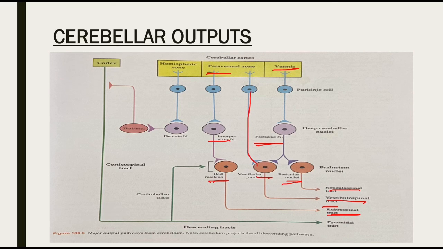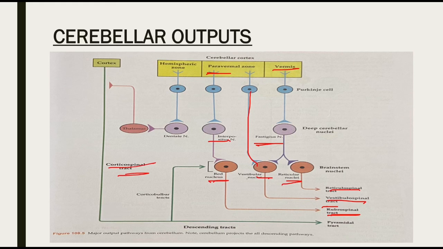Outputs from the cerebrocerebellum, the cerebellar hemisphere, the hemispheric zone, will project to the nucleus dentatus. Nucleus dentatus will project to the thalamus and in turn will project to the motor cortex, and it will control the activity of corticospinal tract.